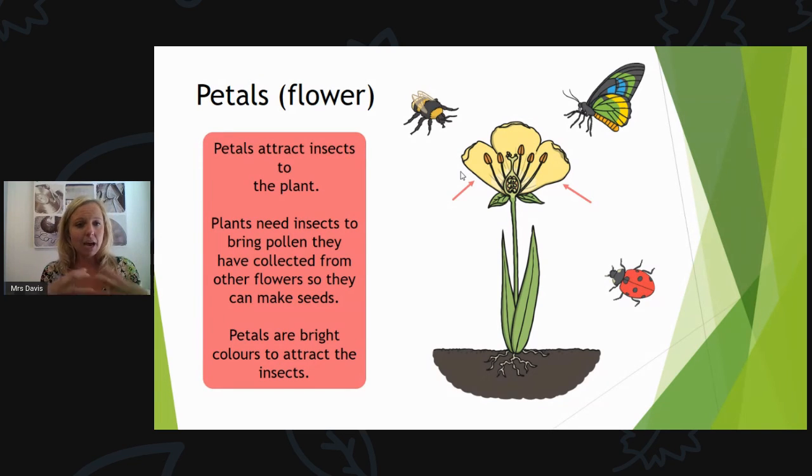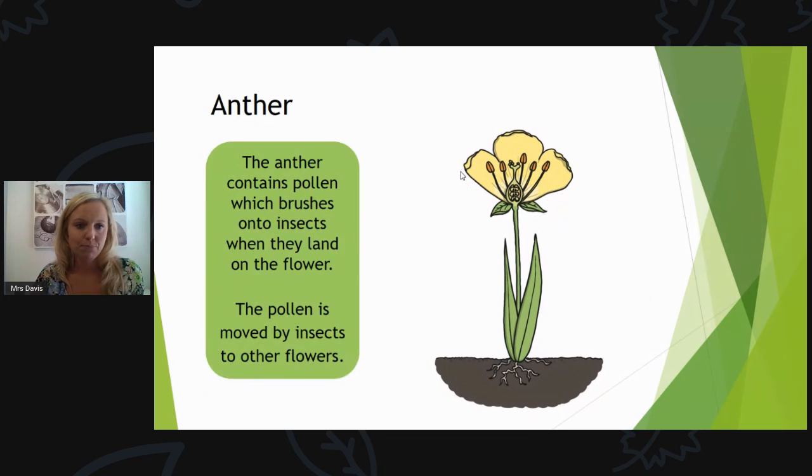So the insects can come close to the plant. They come onto the flower, onto the petals, and they bring something called pollen. And they collect the pollen, and then they go away, and it's a way that plants spread their seeds. It's one of the ways that plants spread their seeds around. So the petals have a really important job also.